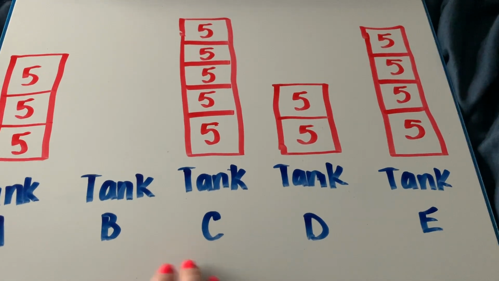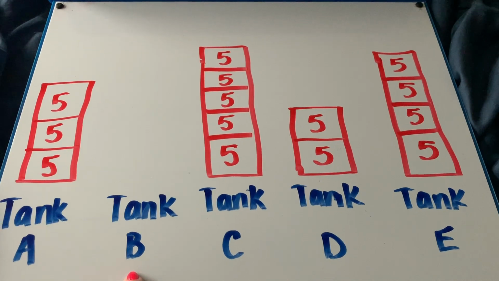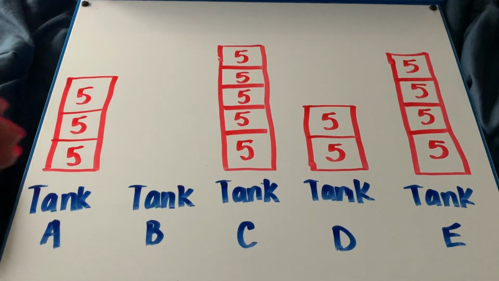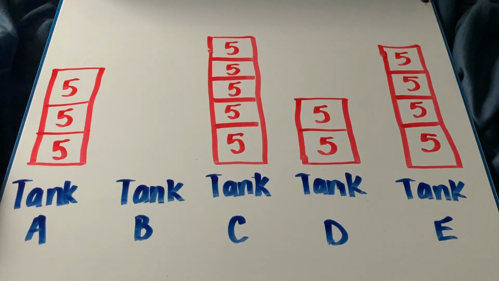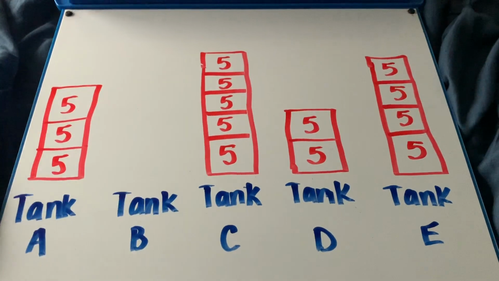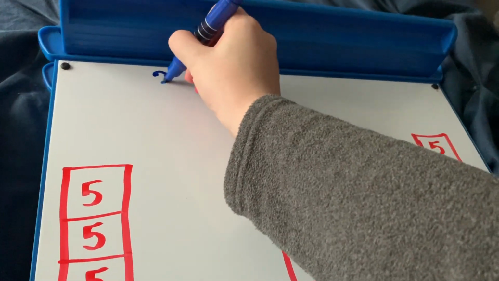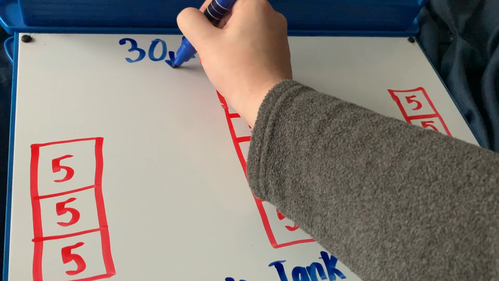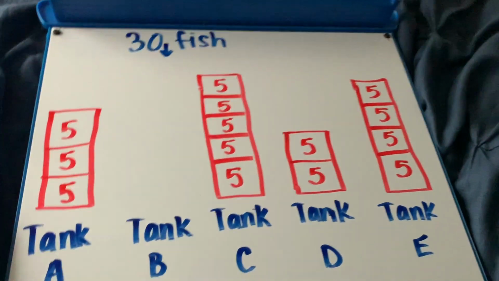So if I'm telling you that there are 30 fish in tank B, how can I draw that? I want you to pause this video and I want you to draw a vertical tape diagram for tank B. There are 30 fish. 30, let me write that. 30 fish. Okay, so go ahead, pause the video and draw your vertical tape diagram for tank B.